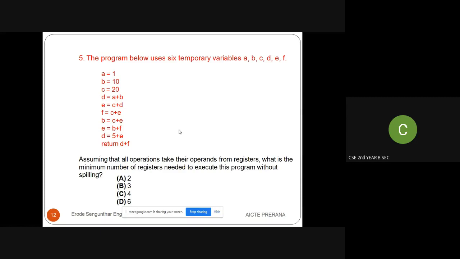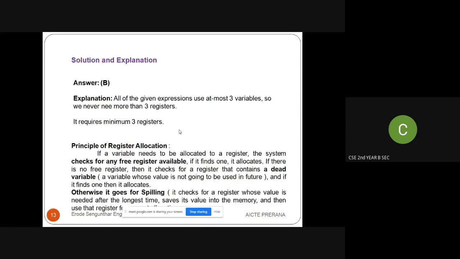So both of them, congrats. Nice try. So here goes the explanation. Just listen to this. All the given expressions are using at most 3 variables, A, B, C. So we never need more than 3 registers. So it requires a minimum of 3 registers. This is the explanation for the solution.